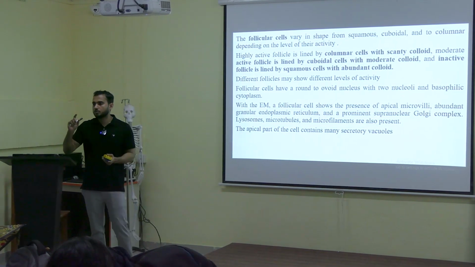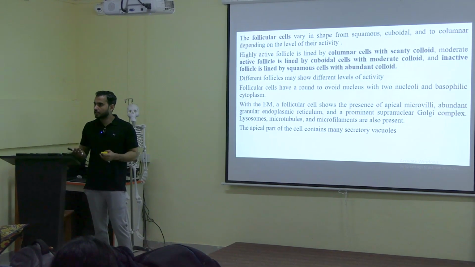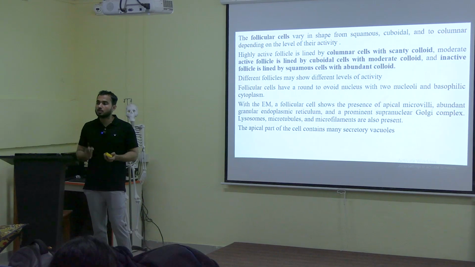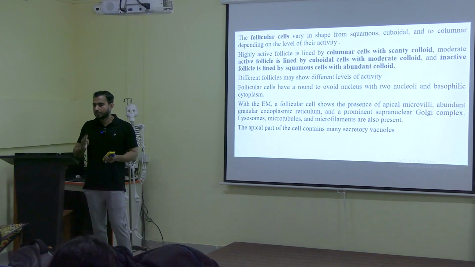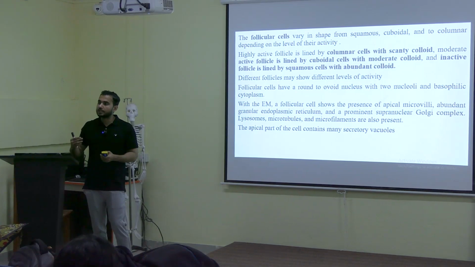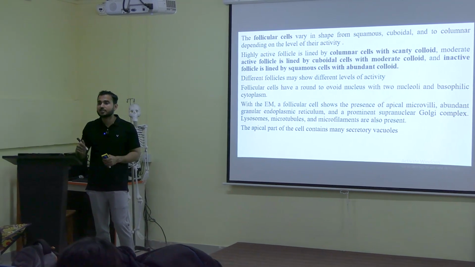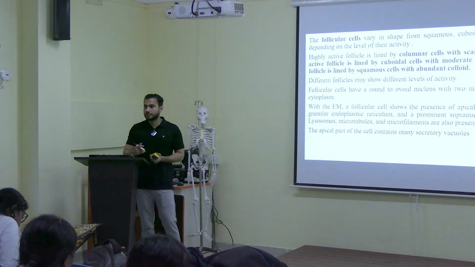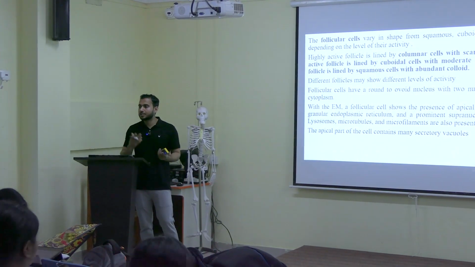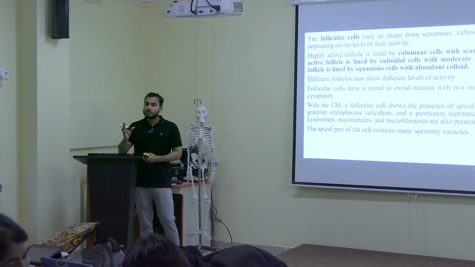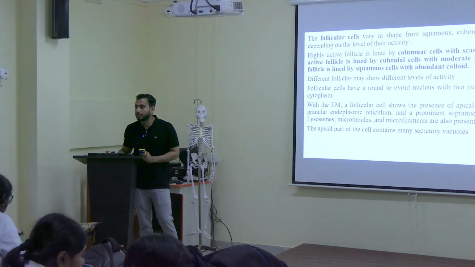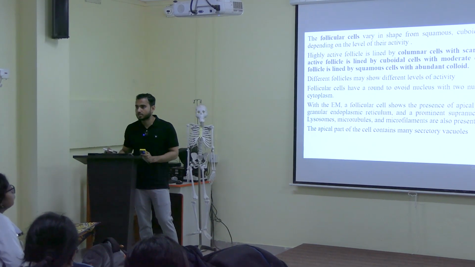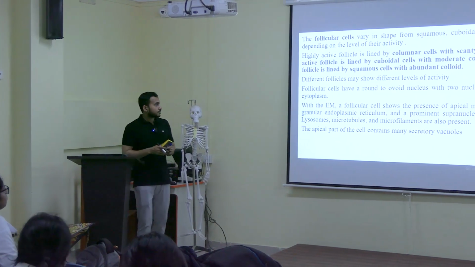Now the question is, I have mentioned the different types of follicles and the activity of the follicles. One thing you have to keep in mind: the activity of the follicles depends on one particular hormone, called TSH, thyroid stimulating hormone, which is secreted from the pituitary gland. The other name of the pituitary gland is hypophysis cerebri. Please keep that in mind. How does a follicle become active, moderately active or highly active? Based on the hormone secreted by the pituitary gland, that is TSH, thyroid stimulating hormone. Okay?